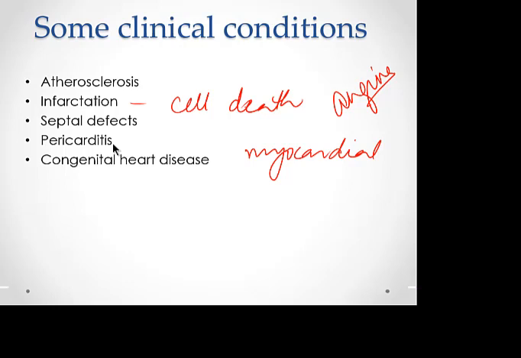When it keeps working so hard, it begins to hypertrophy. That means increase in size. So then the heart muscle gets bigger and bigger. When muscle gets bigger, it needs more oxygen. When it needs more oxygen, if it cannot be provided with that oxygen, it begins to fail. So that would be a condition of cardiac hypertrophy.